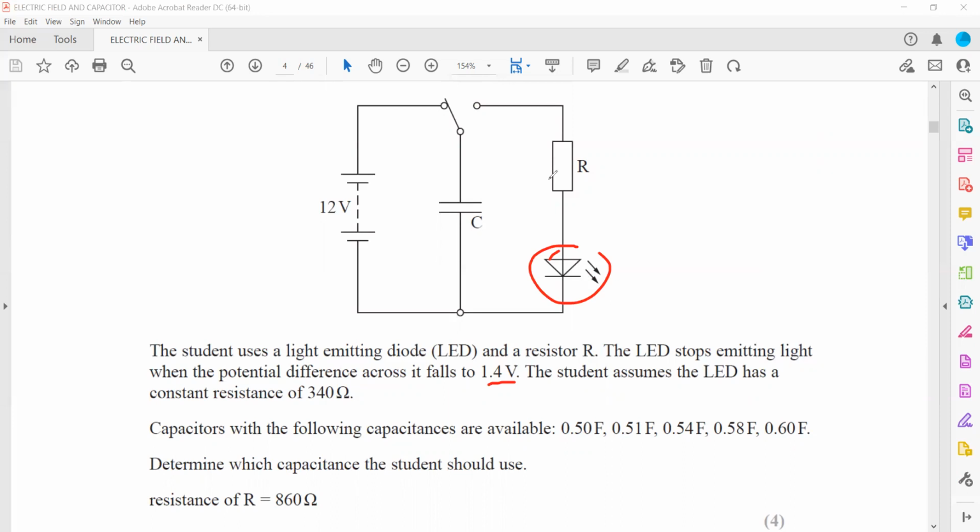The capacitors with the following capacitances are available: 0.5, 0.51, 0.54, 0.58, and 0.6. Determine which capacitor the student should use. So how will we determine which capacitor the student should use? Normally, when we try to solve for the charging or discharging time, we have the formula V equals V naught e raised to the power.